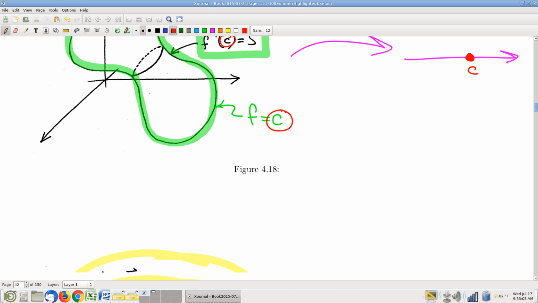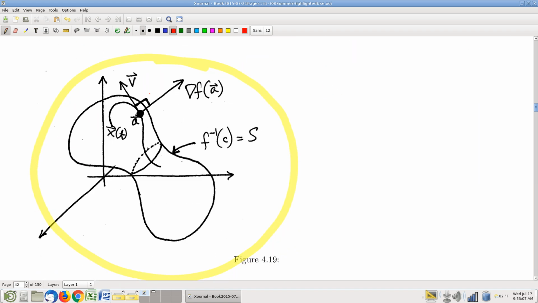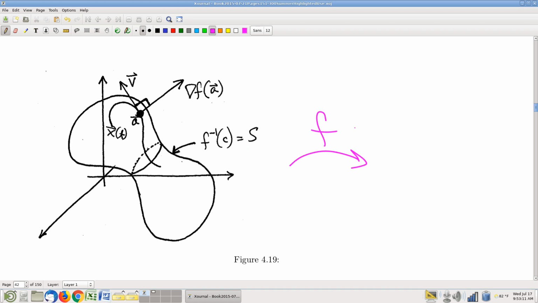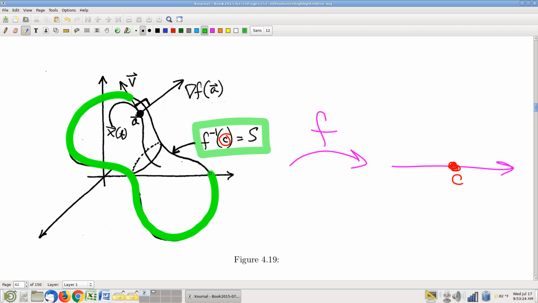Here's the argument. Again, let's remind ourselves that we've got some function here, and we're looking at some fixed constant value c. There, we're looking at the level set corresponding to that value c. And what I'd like to do now is suppose that I am moving along some curve entirely in that level set.